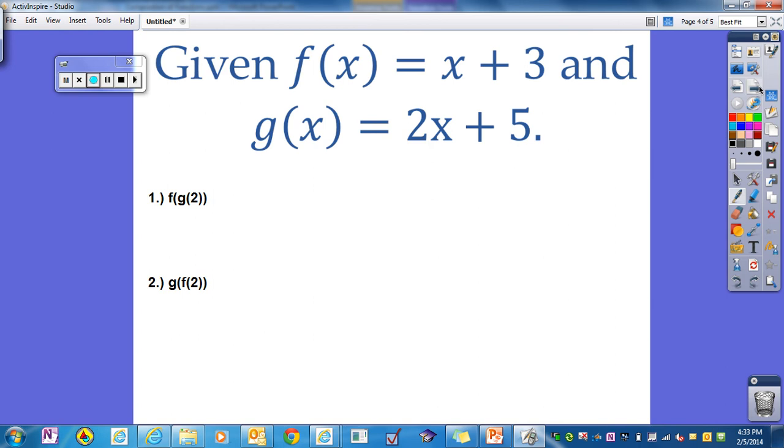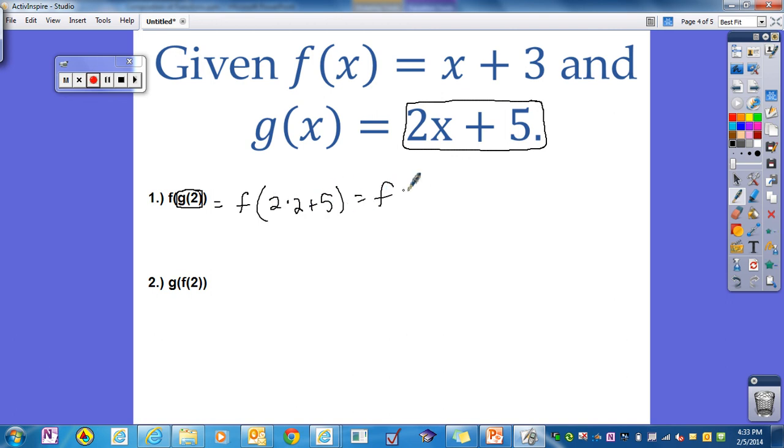And let's take a look at one more example. Alright, this example says f of x equals x plus 3 and g of x equals 2x plus 5. And I want to evaluate f of g of 2. Alright, so what that means is, first I'm doing f of g of 2. So here I have my g of 2. What that means, everywhere I see an x, I'm going to need to plug in a 2. So that means I'm doing f of 2 times 2 plus 5, which is f of 4 plus 5, which is f of 9.